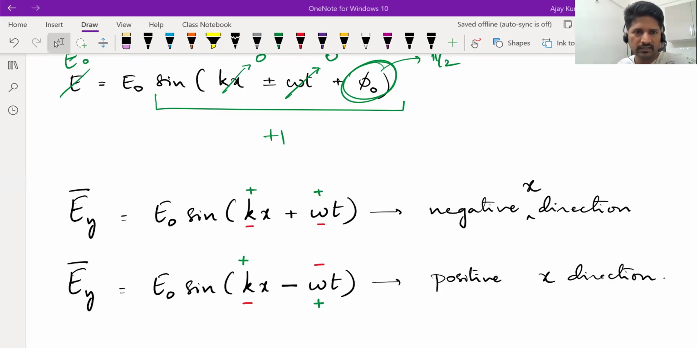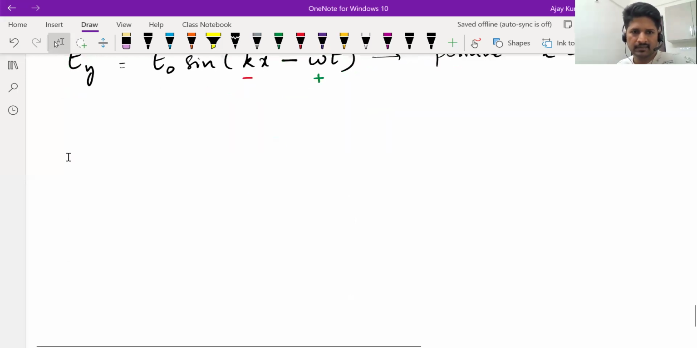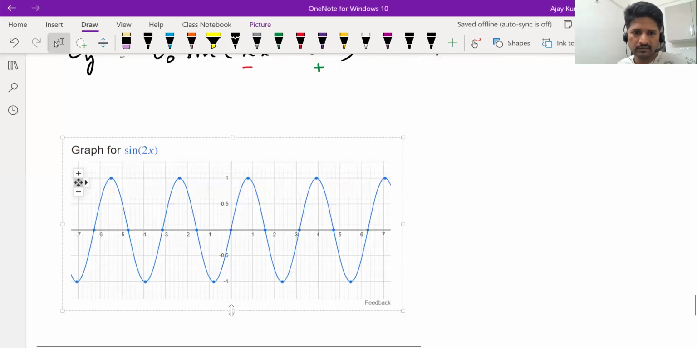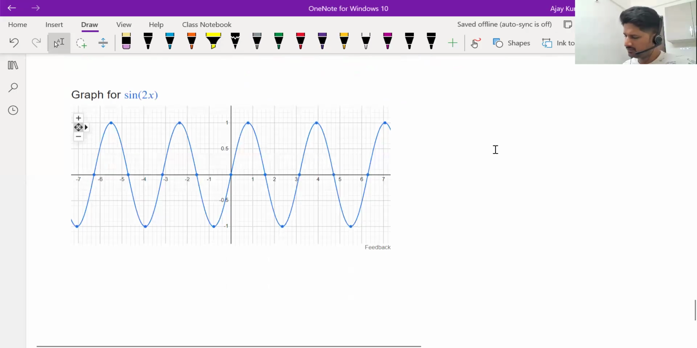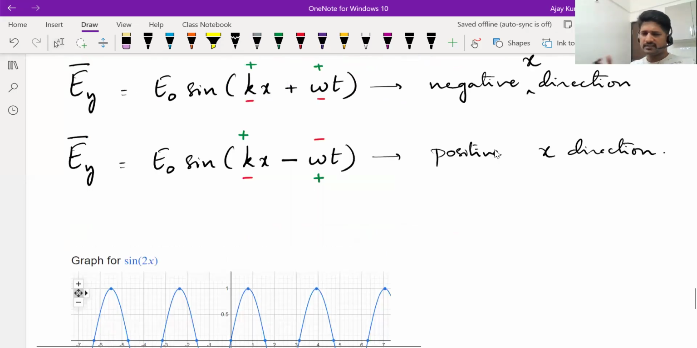Okay, earlier we had taken the graph of y is equal to sine 2x, right? Let's use the same graph. This is the graph of y is equal to sine 2x. Now, it's like sine kx. Okay, let's add something to this.